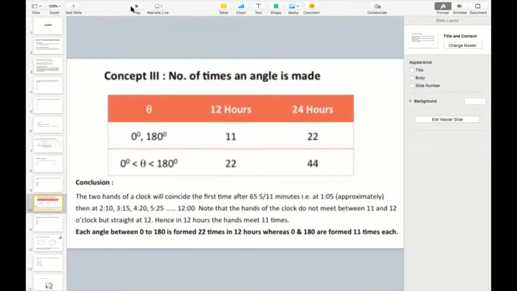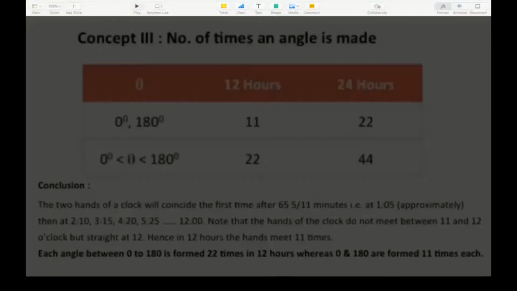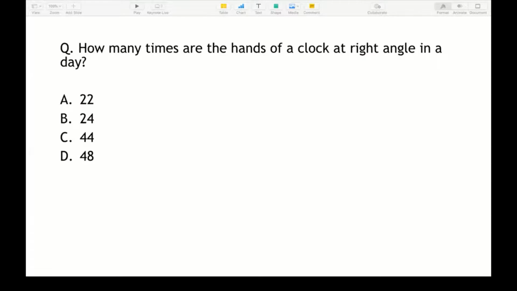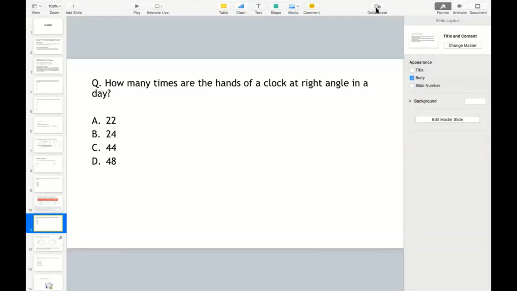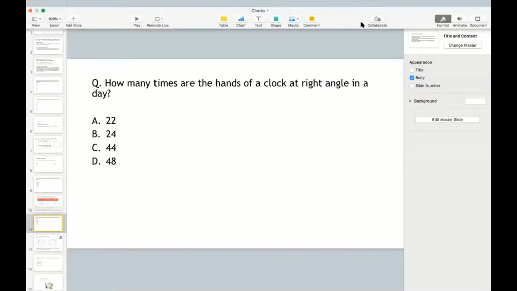So let's have a simple question. What will be the answer of this question, guys? Shubham, the number of times 180 degree happens will be equal to the number of times 0 degree happens.